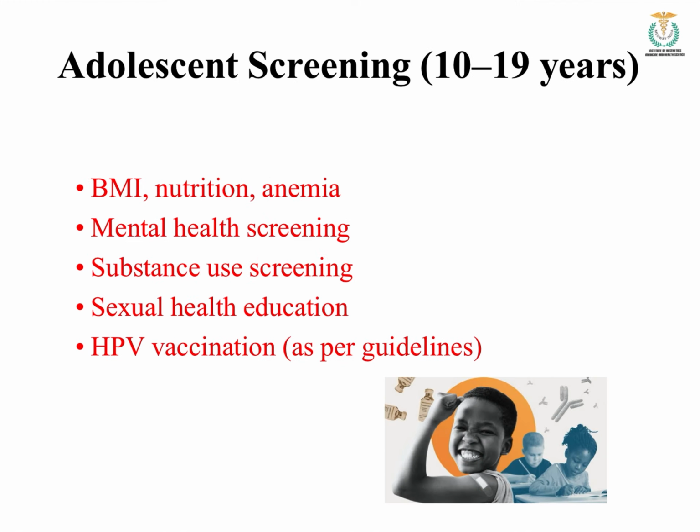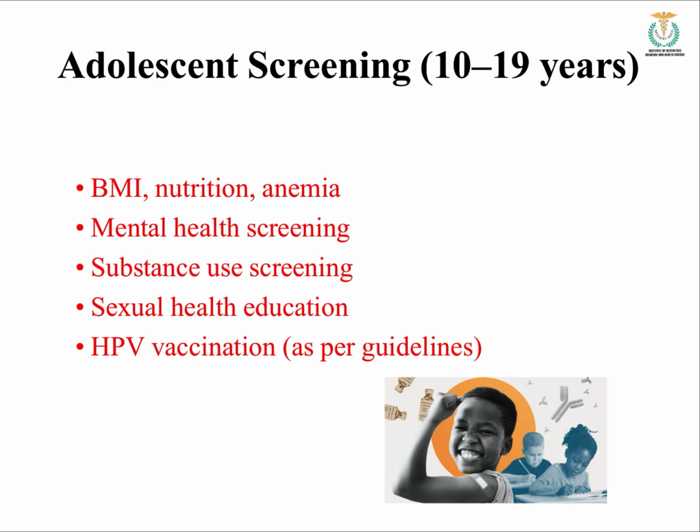Next comes the adolescent screening, from 10 to 19 years. Adolescents need targeted screening like BMI and nutrition, including eating disorder vigilance, and anemia screening, especially in girls. Then mental health screening like PHQ-9, GAD-7, or simple questions about mood and risk. Sexual health counseling is also very important. HPV vaccination is a major preventive tool, so follow the national age recommendations accordingly. This is also an opportunity to teach safe sex, contraception, and counseling, and address the vaccination gaps.